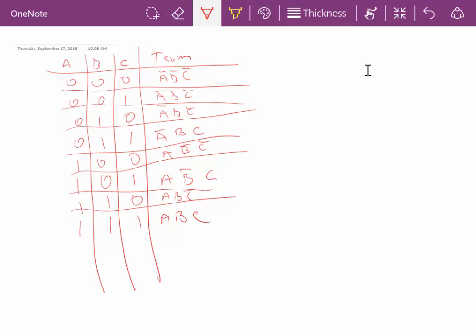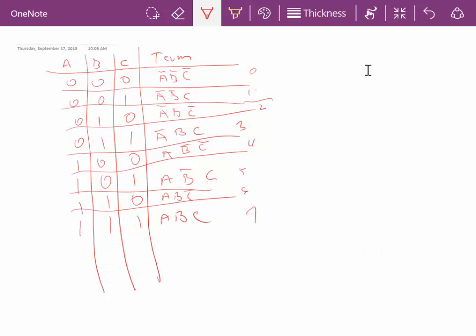Sometimes people will call these the minterms, and they'll refer to this as 0, and this should not have a not on it, it should be just a C. That's a mistake. This is 1, and this should have the not. It's hard to see with my handwriting. C naught. This is term 2, 3, 4, 5, 6, 7.